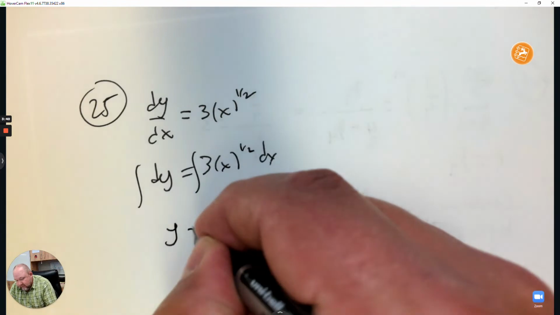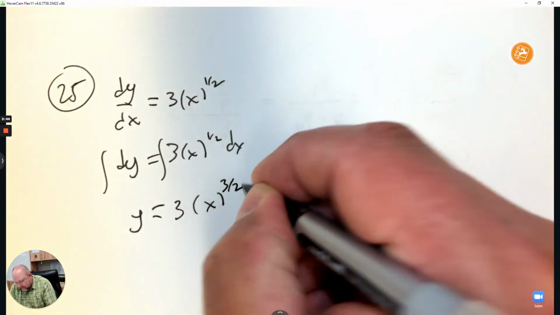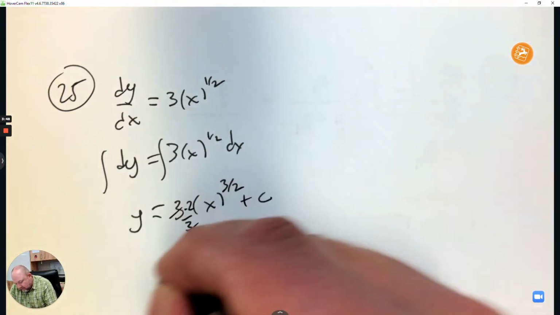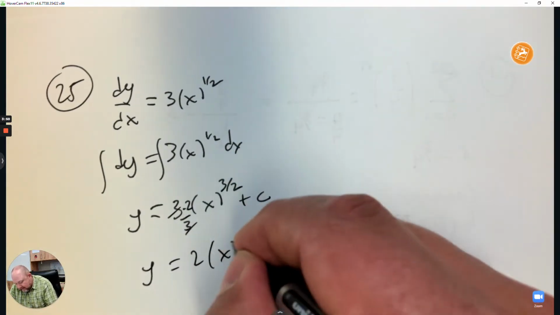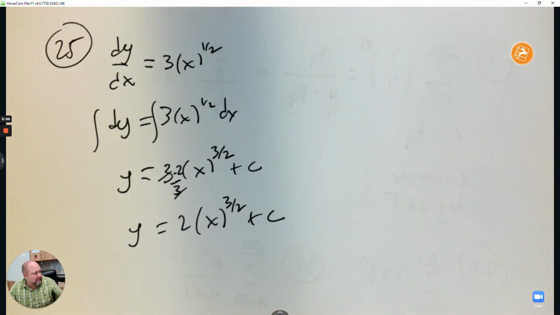So dy is just y. Here I'm going to add 1. Instead of dividing, I'm going to do the reciprocal. Notice the 3's divide out. So I have 2x to the 3/2 plus c.